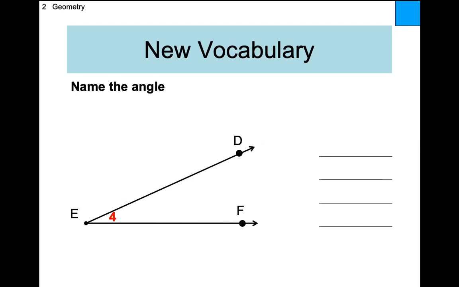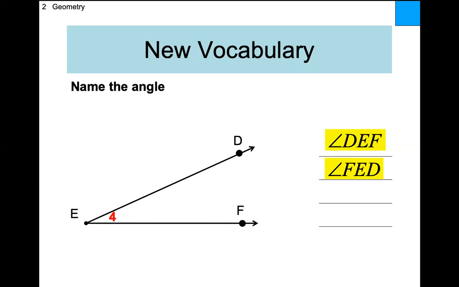So Wes, what did you name that angle? DEF. DEF is one way, right? Jana, what did you name it? FED. Notice both of those, the E is in the middle. All right, but there's 2 other ways. Chris, give me one of those other ways, other than DEF or FED.